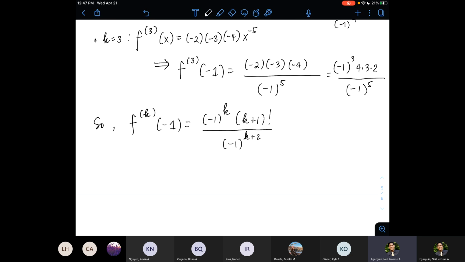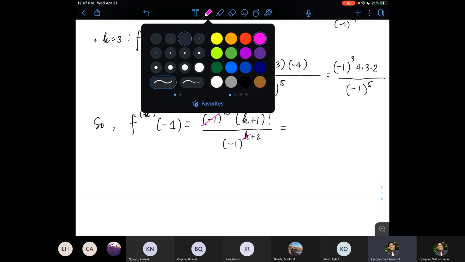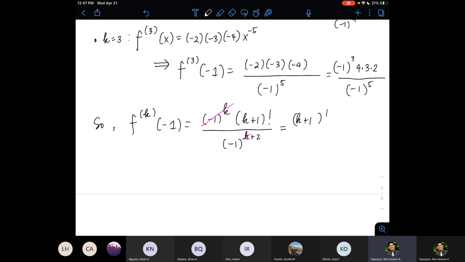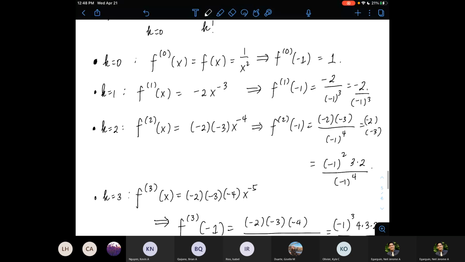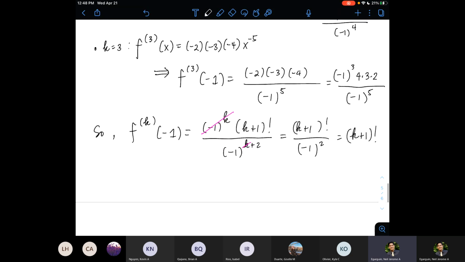I think, Kevin, your first answer was correct, because you have k equals 3, so you have 5 there, right? And actually, we can simplify this. We can say this guy can be canceled by this. So I'll have k plus 1 quantity factorial all over negative 1 squared. But what is negative 1 squared? Negative 1 squared will simply be positive. So this is just k plus 1 factorial, right? Yeah, I think that's what will happen.